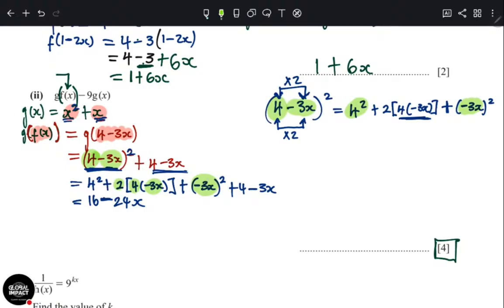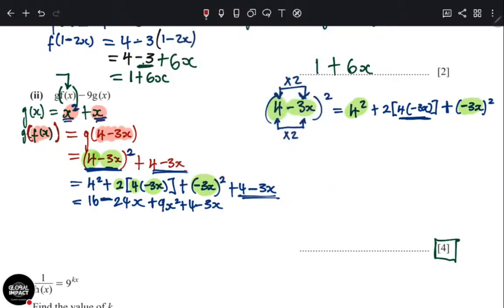Now we square this last term. When you square anything, it becomes positive. Then you say 3 squared, that's 9. X you squared, it becomes x squared. You square everything that was in the bracket. Everything. Then now we can put these last two, plus 4 minus 3x.